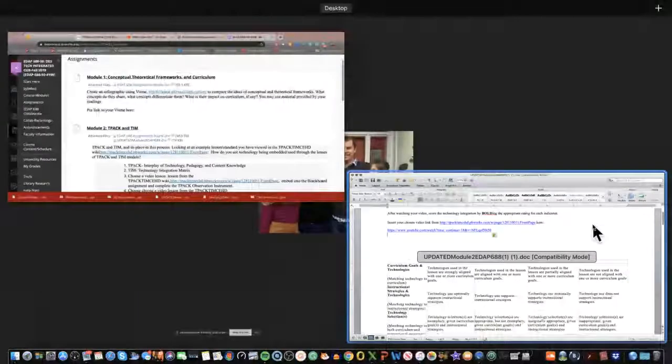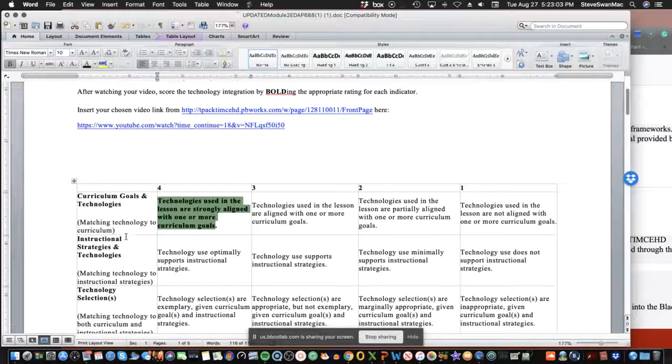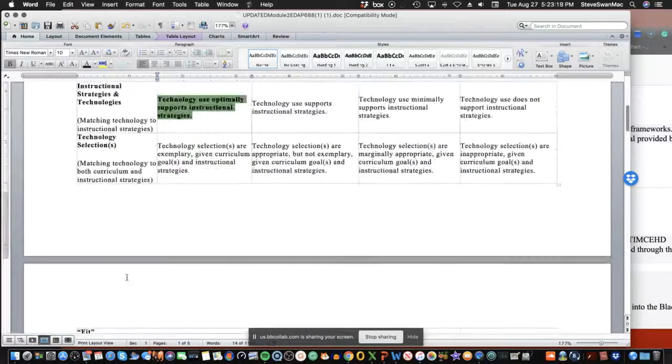Jump back and forth. And what you're going to be doing is looking at how curricular goals and technologies match, matching technology to the curriculum. Is the technology used in the lesson strongly aligned with one or more curricular goals? If it is, you're going to highlight it and you're going to bold it. Okay? Then you come down to instructional strategies and technologies. Does the technology used optimally support instructional strategies? In other words, it helps with the pedagogy. And you're going to give it another one, another four, perhaps. Do the same thing. You're going to go down and do this.